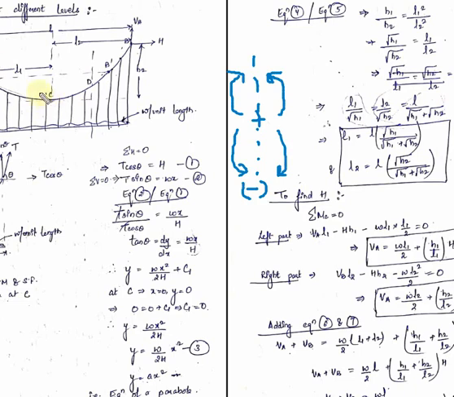So VA will produce a clockwise movement about C point. We have taken the left part. If the left movement of the section is clockwise, the bending moment is positive. So plus VA into the perpendicular distance of VA from C, which is L1. So VA into L1.